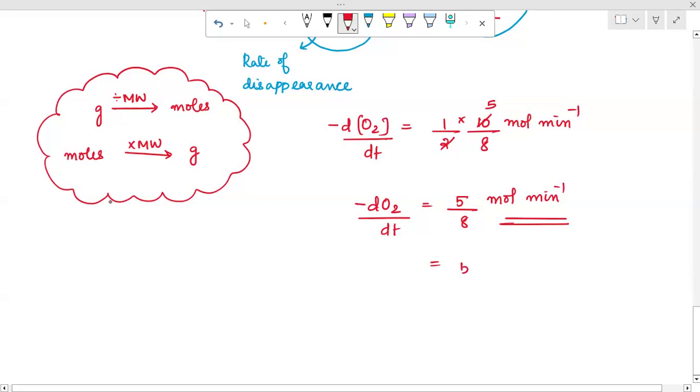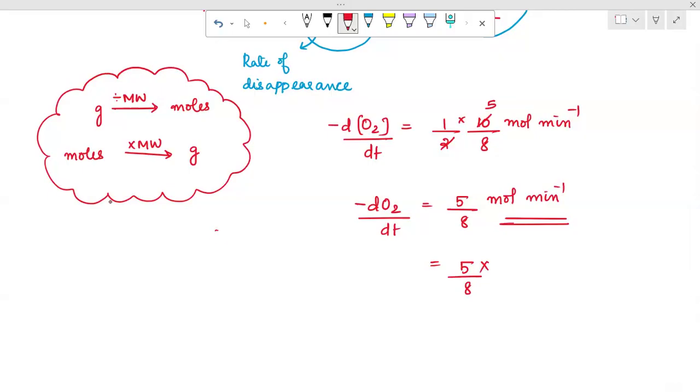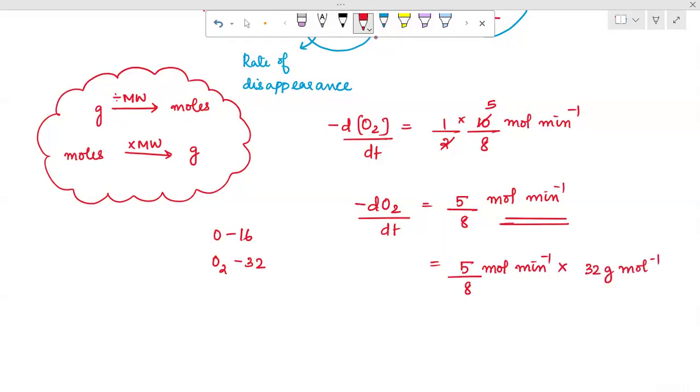So this is equal to 5 by 8 into, what is the molecular weight of oxygen, O2? One oxygen is 16. So when you have O2, it is going to be 32 grams per mole. Okay, I'll write along with the units so that you don't get confused. So we have 5 by 8 moles per minute into molecular weight is 32 grams per mole. Correct? Always practice questions by writing units along so that you won't make any mistakes.